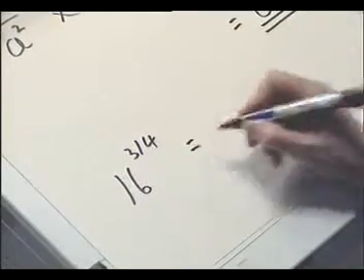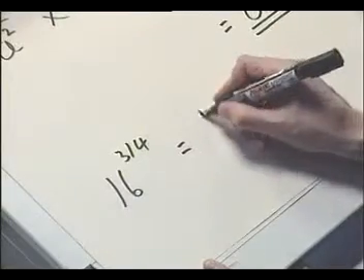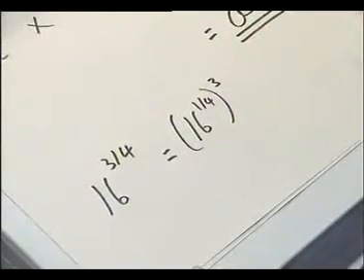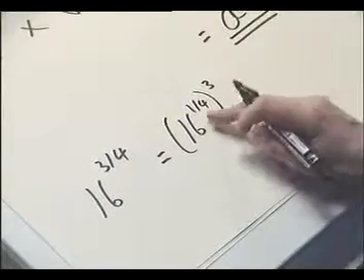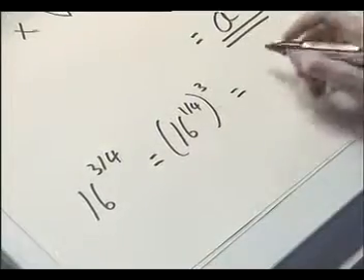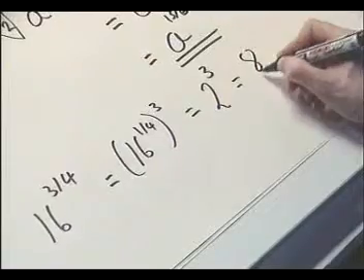Now let's have a look at some calculations using numbers this time. 16 to the power 3/4. Now again, we've already done this one. That's 16 to the power 1/4 cubed. What number, when multiplied by itself 4 times, gives us 16? Well, that's 2. Raised to the power 3 gives us 8 for our answer.